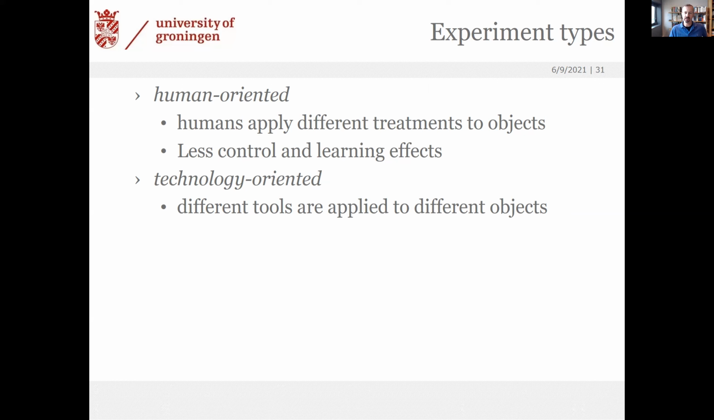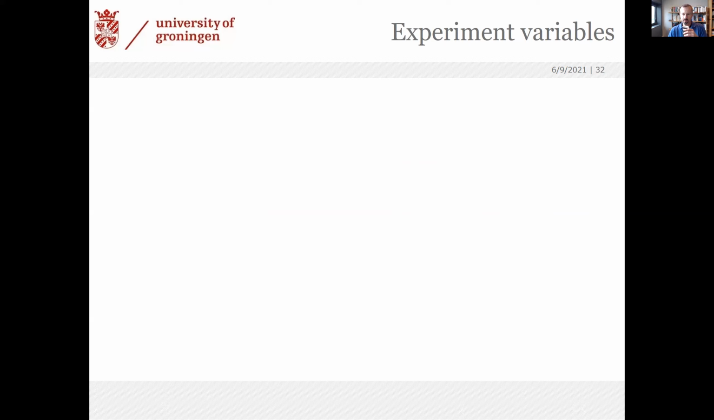Technology-oriented experiments, on the other hand, are where you have automated tasks. You have tools that you apply to different objects. For example, you could have, I don't know, test generation tools. You have different test generation tools that parse the same data set, and then you find out whether the test cases that are generated are good or not. Now, with respect to the variables of the experiments, I briefly hinted towards this before.